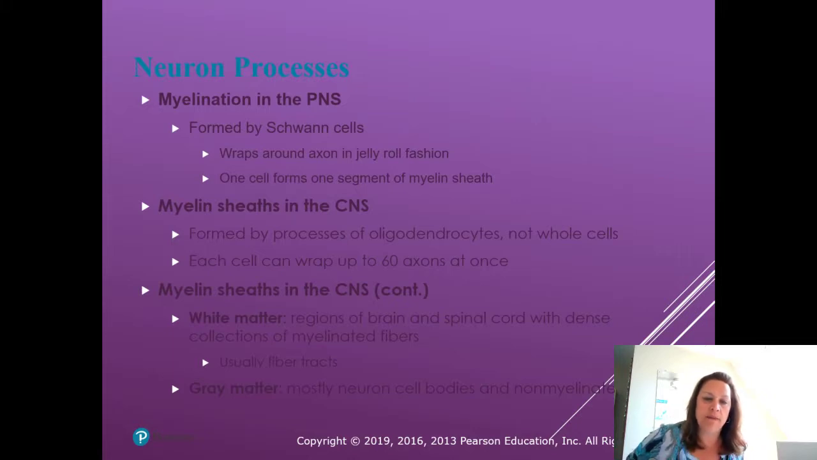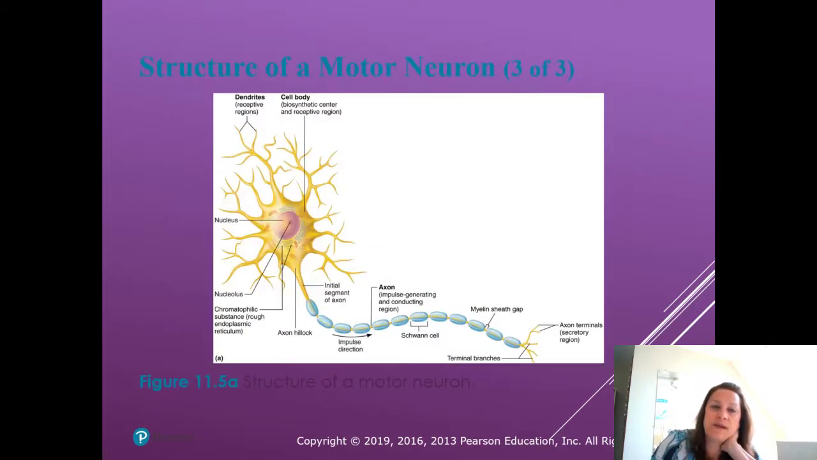And when we talk about the myelin in the central nervous system, we can actually see, which we'll see in lab, the difference between the white and the gray matter in the brain. The white matter is going to be the tracts and the nerves and the axons and dendrites wrapped together. The gray matter is going to be mostly cell bodies and non-myelinated fibers. So we'll be able to see that physically when we dissect the brain as a part of chapter 12.